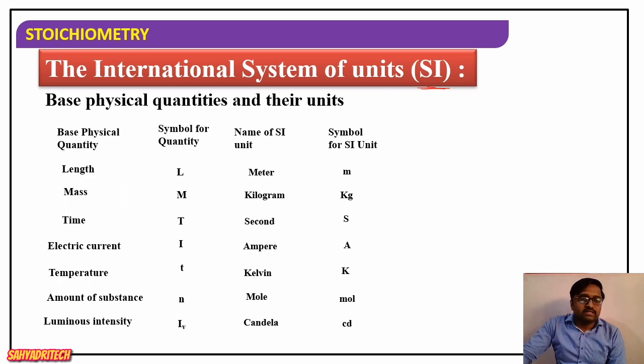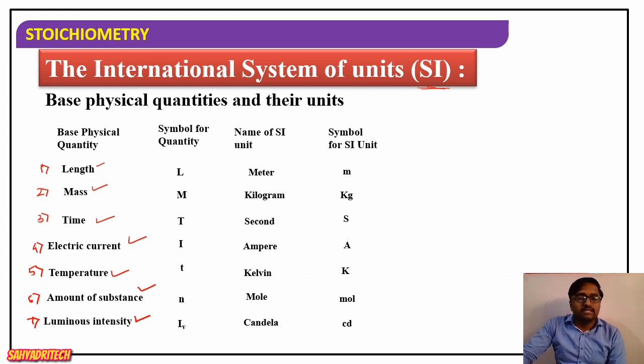Base physical quantities, how many are there? There are seven base physical quantities: length, mass, time, electric current, temperature, amount of substance, and luminous intensity. These are the basic fundamental quantities of matter. These base physical quantities are expressed with the help of a particular symbol.